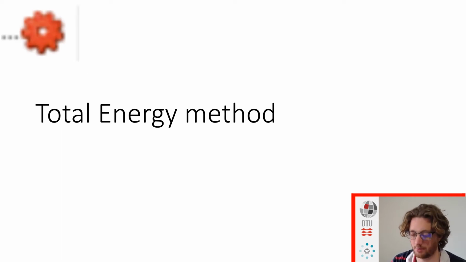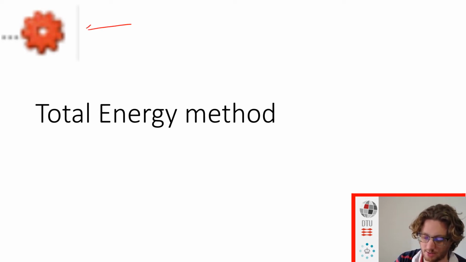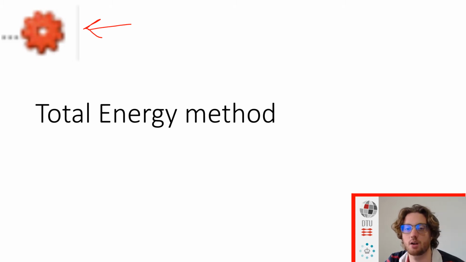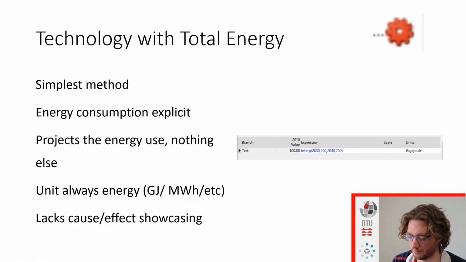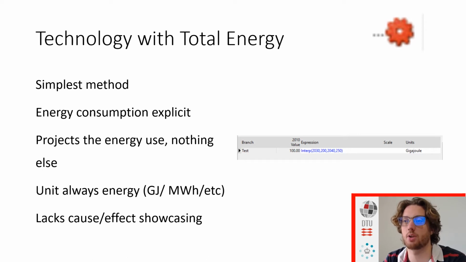So the total energy method, which is one of the 4 demand analysis methods in LEAP, is showcased by this little red gear in front of the technology, and that's how you recognize it inside the LEAP structure. So what is the technology with total energy? Well, it is the simplest method to project energy consumption in any given sector. It's very explicit. You just project the energy demand from your given sector or subsector, literally.